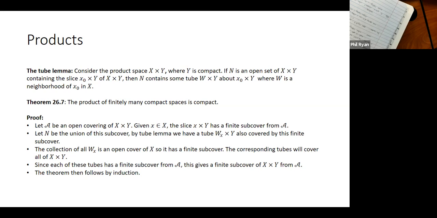And then we just proceed by induction, right? Because, as we've noted before, X1 cross ... cross Xn is homeomorphic to X1 cross ... cross X(n-1) cross Xn, so we can just do induction to get all finite products. We're going great guns.